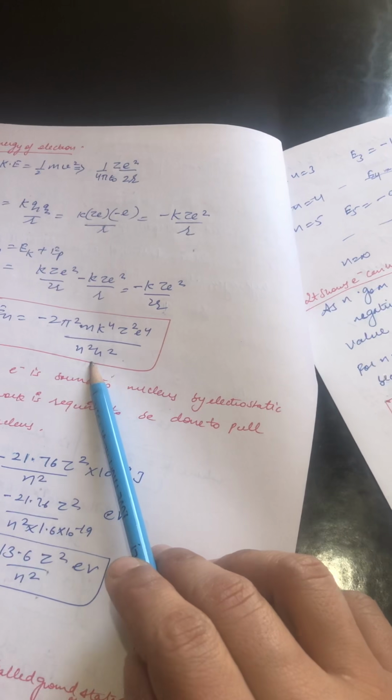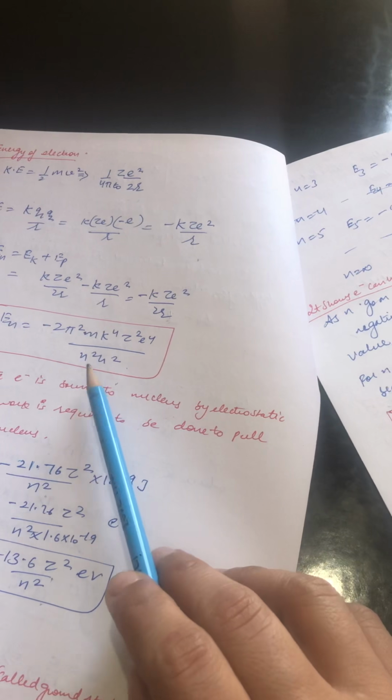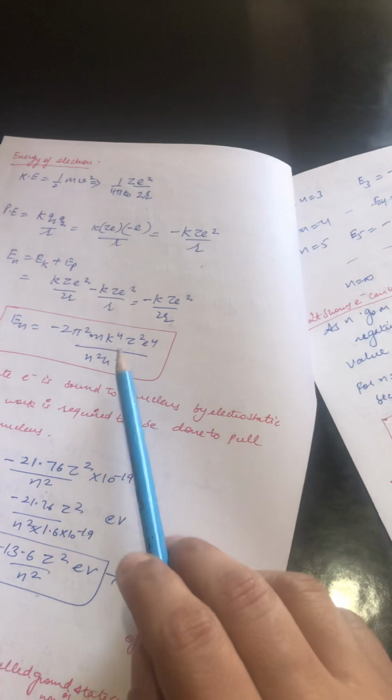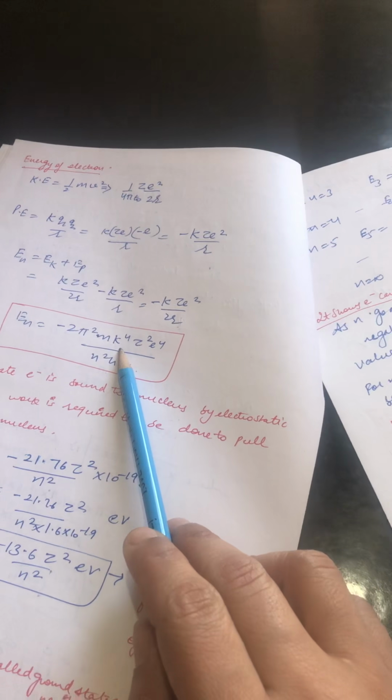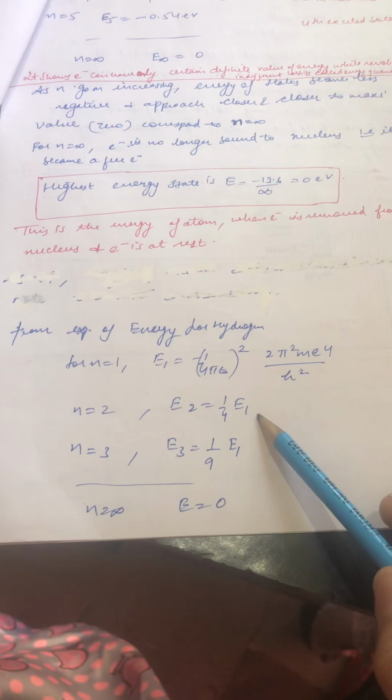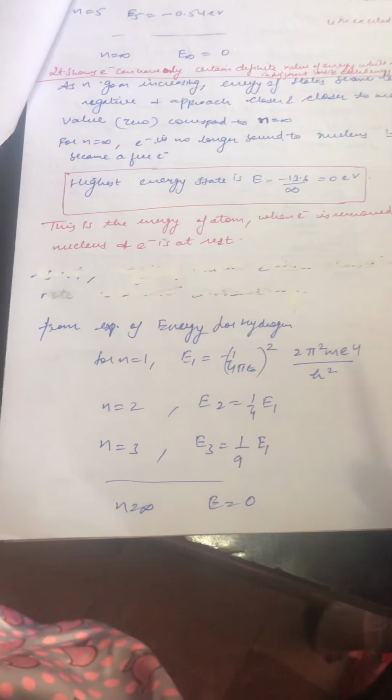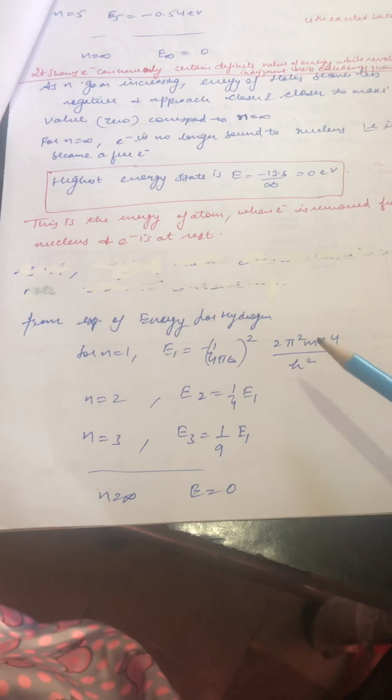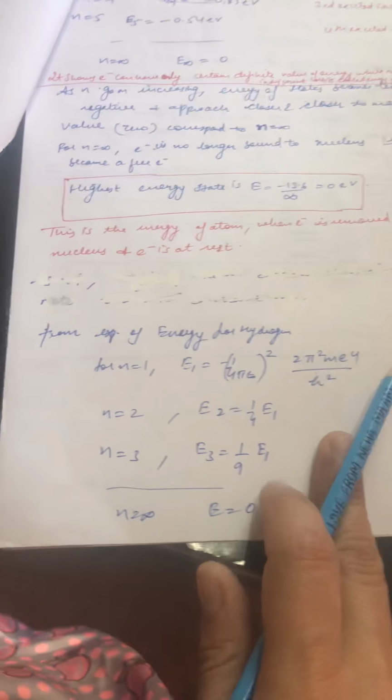Here, when you put n equal to 1, then what do we get? After putting the value of this k also, 1 by 4 pi epsilon naught, you will get the value of energy to be like this. For n equal to 2, energy is this, this and this. So here you can say how energy is going from this value till 0.